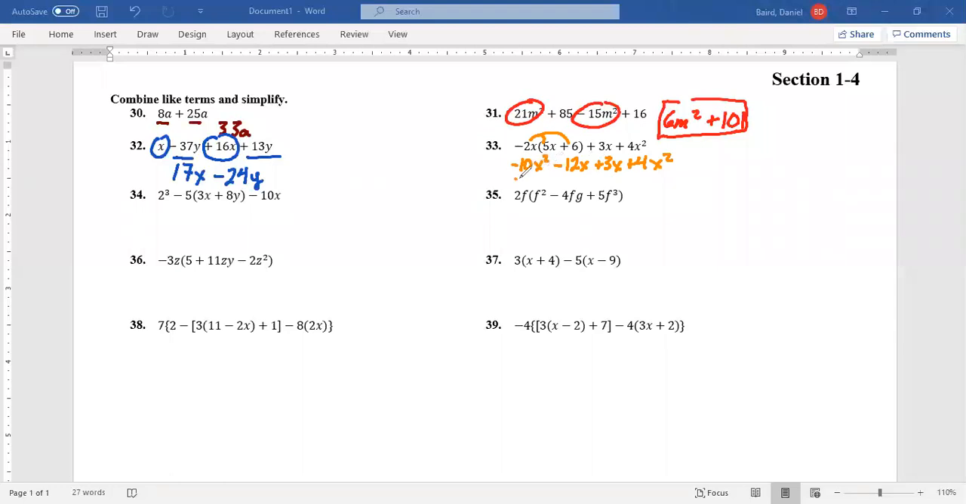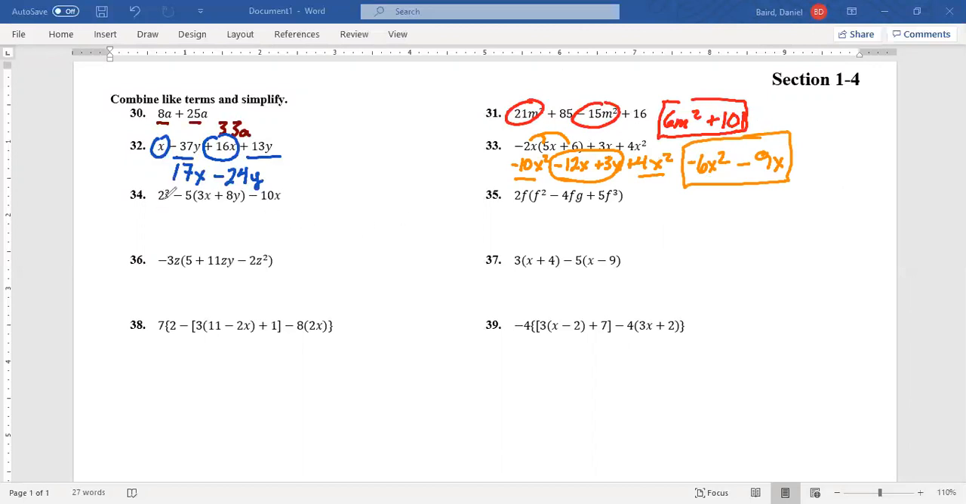Okay, so let's see, x squareds, we have negative 10 and a plus 4. That's negative 6x squared total. And then the x's right in here add together, we have negative 12x plus 3x. That's negative 9x. Excellent. All right, let's try the next one.